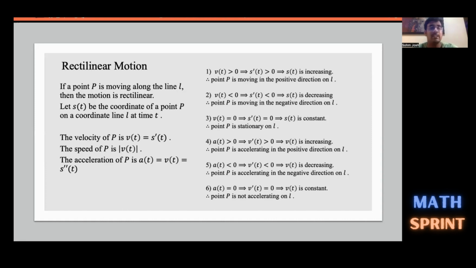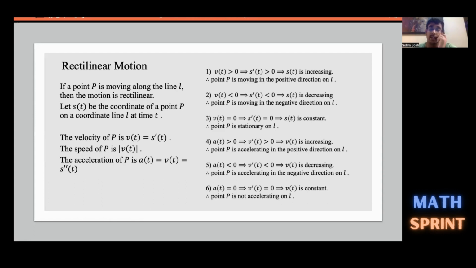Now, the second condition is that v of t is less than 0. If v of t is less than 0, then that logically means s dash of t is less than 0. And therefore, s of t is decreasing. So if s of t is decreasing, that means point P is moving in the negative direction on line L. Now, suppose v of t is equal to 0. Then because v of t is equal to s dash of t, we say that s dash of t is equal to 0, and that means s of t is constant. So if s of t is constant, then point P is stationary on line L.